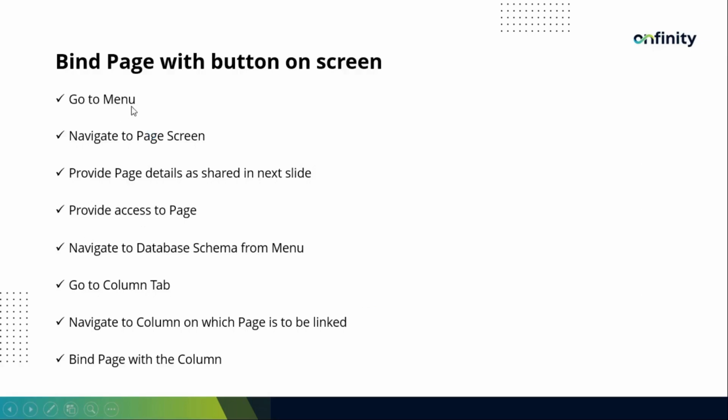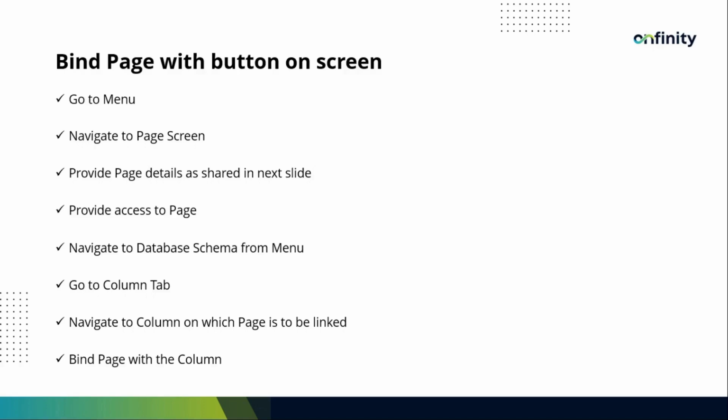First, go to the menu and navigate to the page screen. Provide the page details as shared in the next slide. We have already seen how the page details should be displayed or provided. Then, provide access to the page for the roles of users who will be accessing that page. The next step is to navigate to the database schema from the menu. Go to the specific column where you want the page to open from.